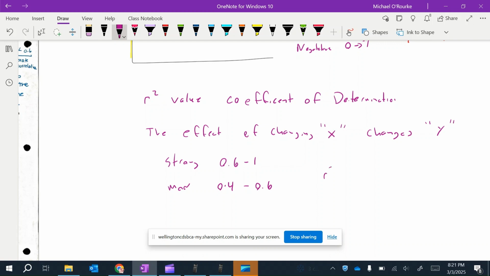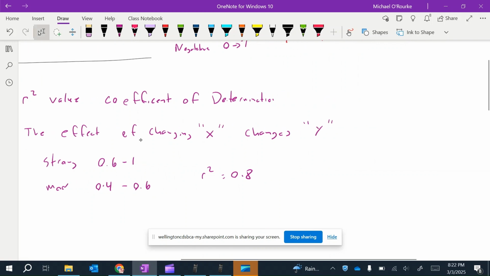So if I had an R squared value of 0.8, that means there's a strong change. When I change X, there's going to be a strong change in Y. So there's more of a relation: I change one, the other one changes. Like if we were doing training, and we did a scatter plot, and our R value was 0.9, and our R squared value was 0.81, that would mean there's a strong relationship.